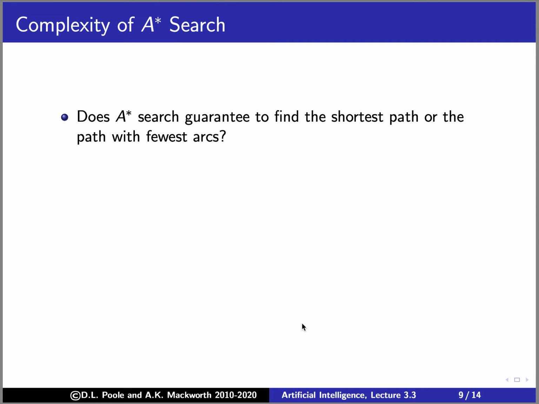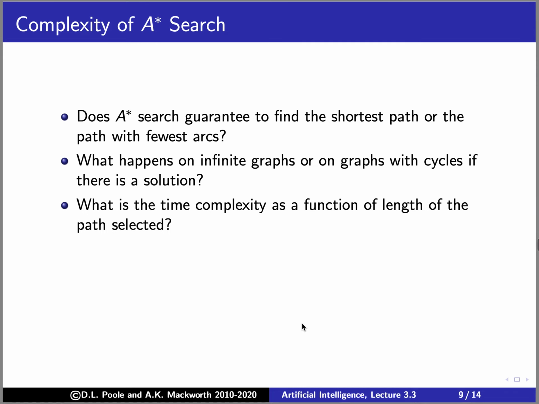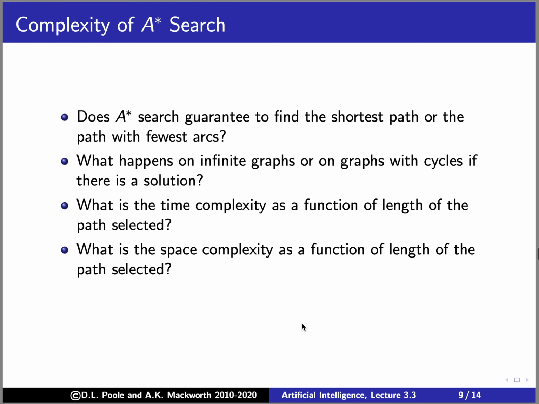So let's now ask some questions. We're going to ask these questions for all of them. Does A star search guarantee to find the shortest path or the path with fewest arcs, or neither? What happens on infinite graphs or on graphs with cycles if there is a solution? What's the time complexity as a function of the length of the path selected? What's the space complexity as a function of the length of the path selected? And how does the goal affect the search?